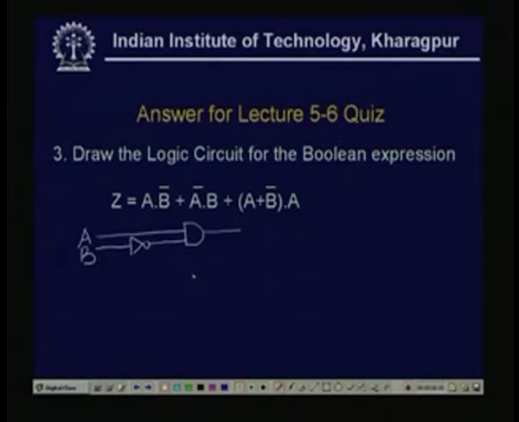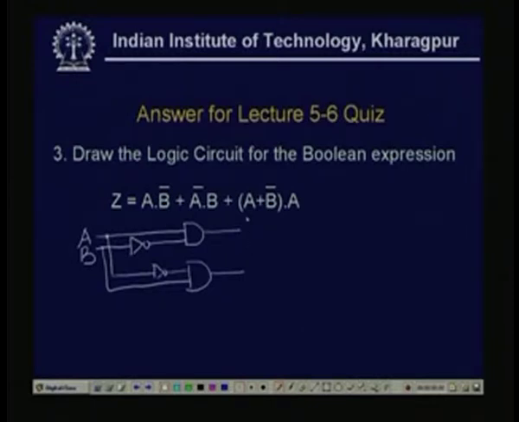Now, A bar B, I take another AND gate, then this is inverted, B is the another input. So, this AND gate is for the second expression A bar B.